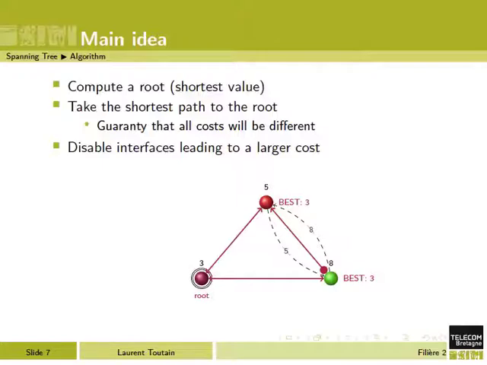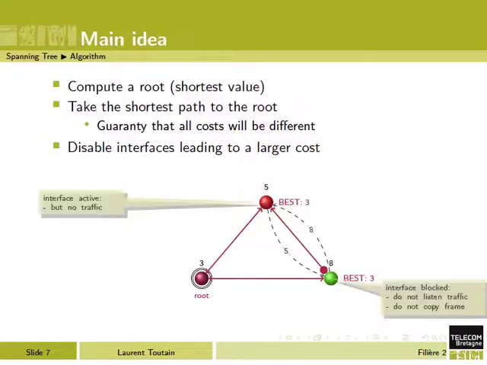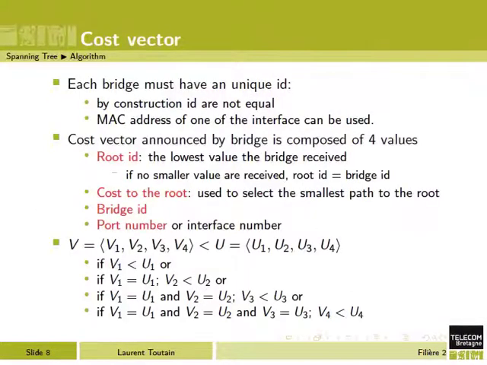Now, you see it's a very, very simple case. And when we are running that on a local area network, it's more complex because here we don't have only point-to-point links, but we have a shared link. It means that we have different elements that can be reached from one interface. So we are going to see how it works.